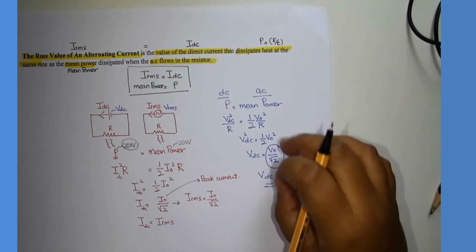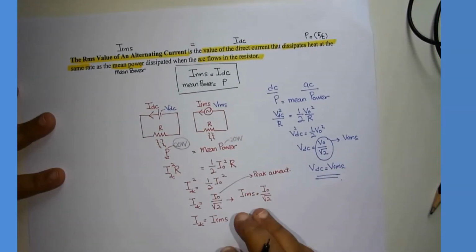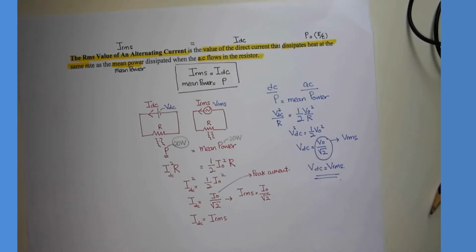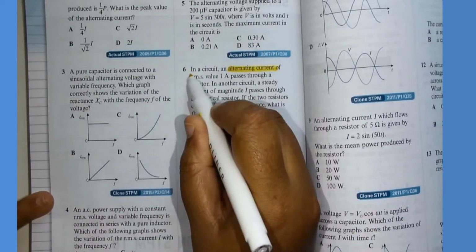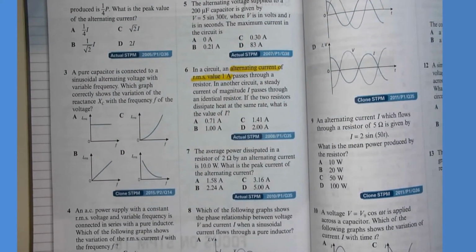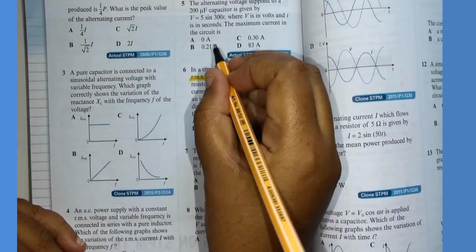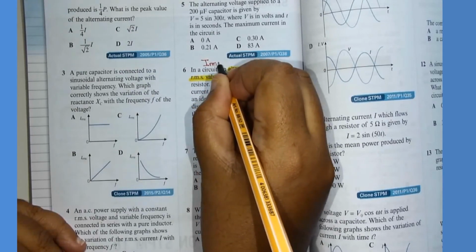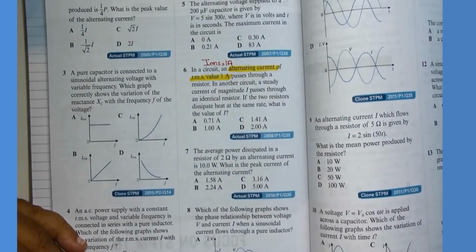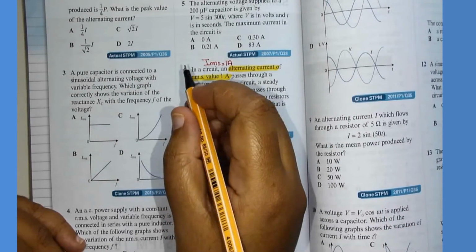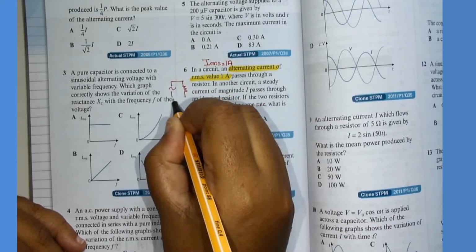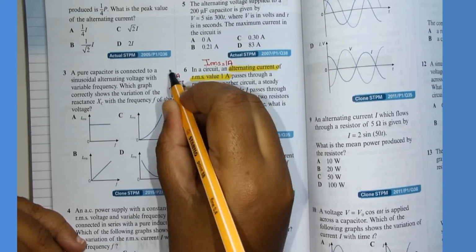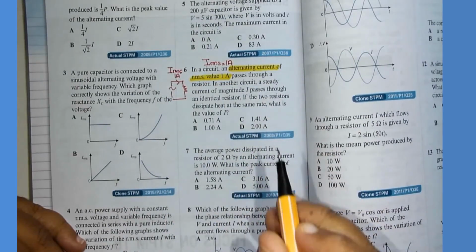If I talk in the aspect of voltage, this one is in the aspect of current. So I'll give you an example here. In a circuit, the alternating current of RMS value is 1 ampere. That means it's telling us that IRMS is 1 ampere. It passes through a resistor. So we have an alternating current, I'm going to just draw it like that. It passes through a resistor. This is 1 ampere, which is IRMS.